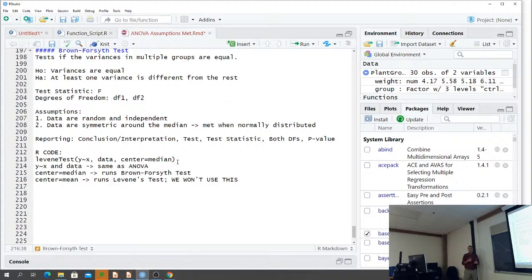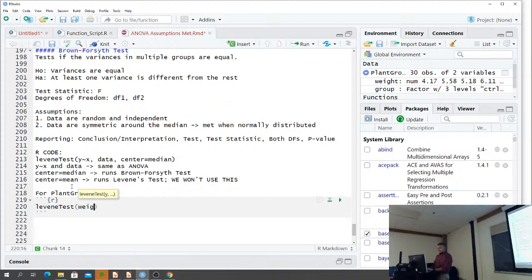So we sacrifice a little bit of power, not much, to improve reliability in making this claim and testing this hypothesis. All right, so we're going to use center equals median to run the Brown-Forsyth test. For our example, let's look at it. For plant growth, we will use the Levene test.